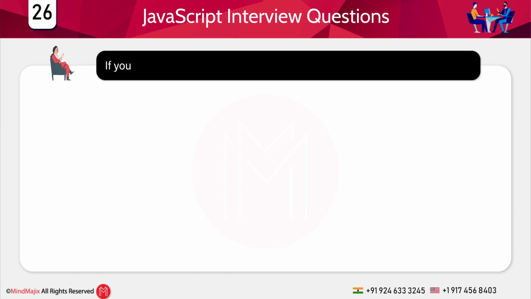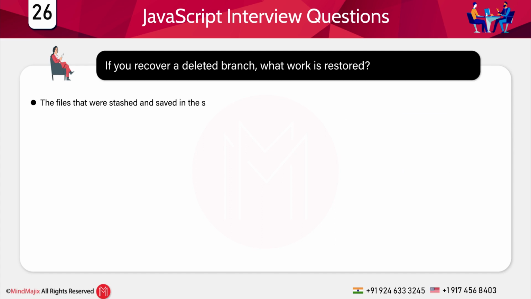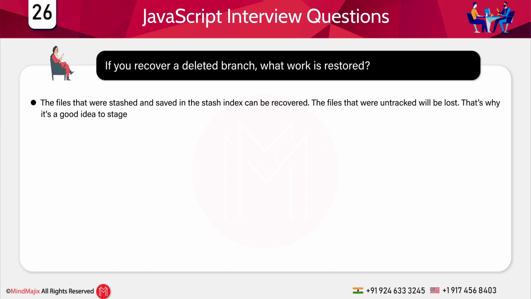Next question: if you recover a deleted branch, what work is restored? Files that were stashed or saved in the stash index can be recovered. The files that were untracked will be lost. That's why it's a good idea to stage and commit your work or stash it.